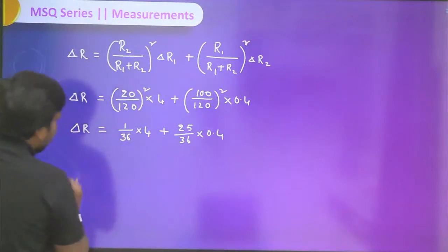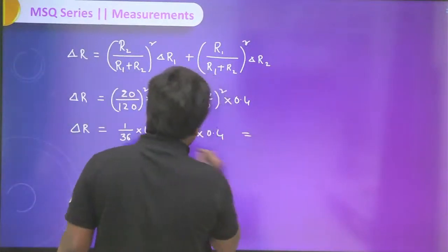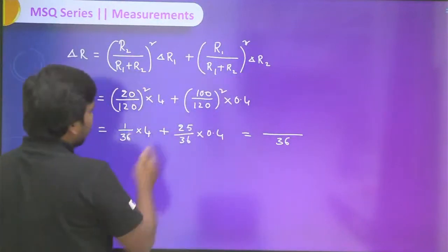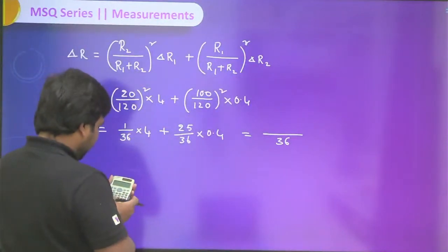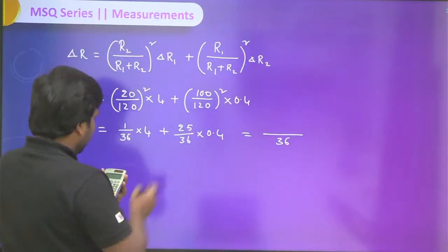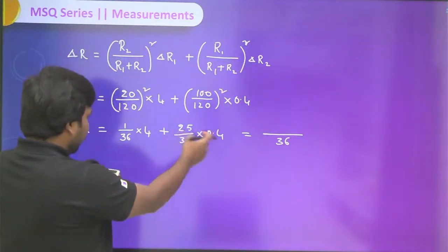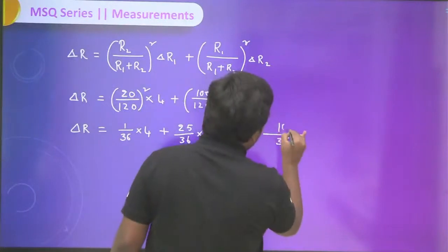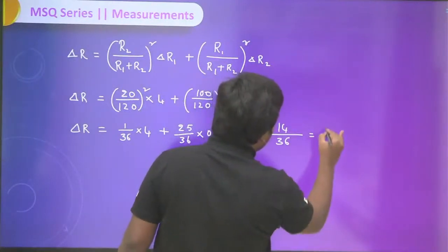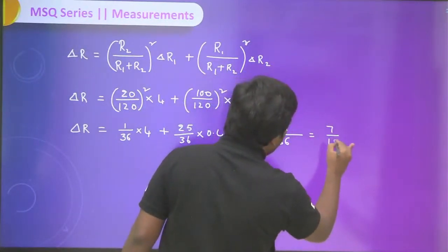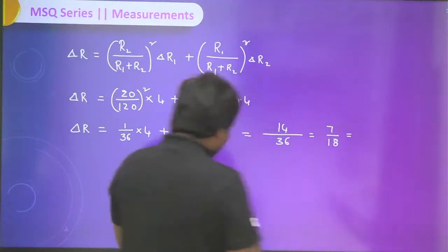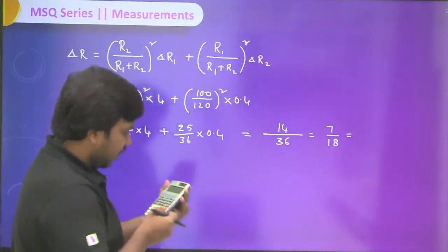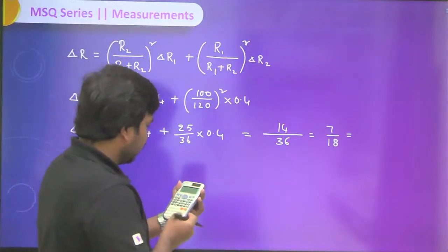Moving ahead, this value could be easily written with 36 in the denominator: 4 plus 25 into 0.4. 25 into 0.4, what happened, Raghu? I didn't see your answer. So 25 into 0.4 is 10, plus 4, so it is going to be 14, right? So 14 all put together, this could be written as 7 divided by 18, which is actually equal to how much? 7 divided by 18, 0.38. Excellent. Very good. Lovely, Raghuram.